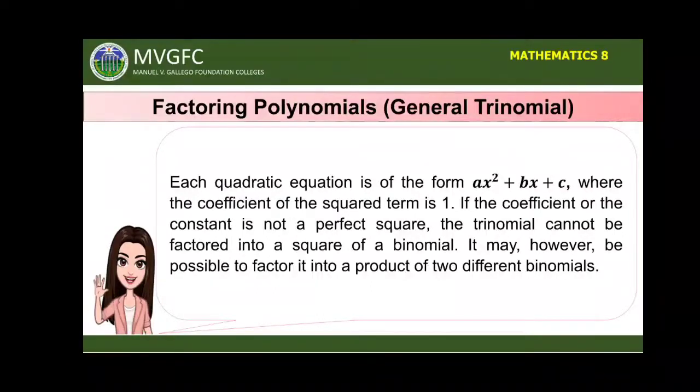In factoring the general trinomial, each quadratic equation is of the form ax²+bx+c, where the coefficient of the squared term is 1, of course. If the constant is not a perfect square, the trinomial cannot be factored into the square of a binomial. It may, however, be possible to factor it into a product of two different binomials.